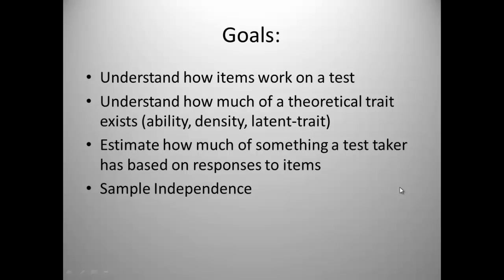So then the second goal is related to what I just mentioned in the previous slide, which is that we want to understand how much of a theoretical trait exists. So we want ability, we want density, and we want to know about the latent trait. We want to know how much of it is there. It's a scale or a weight that is standardized that lets us know how much of something exists. This is really important when you're doing, say, a survey related to satisfaction. How satisfied are people with whatever product or service you're selling them? You want to have a standardized way to go about measuring that, to go about capturing that.